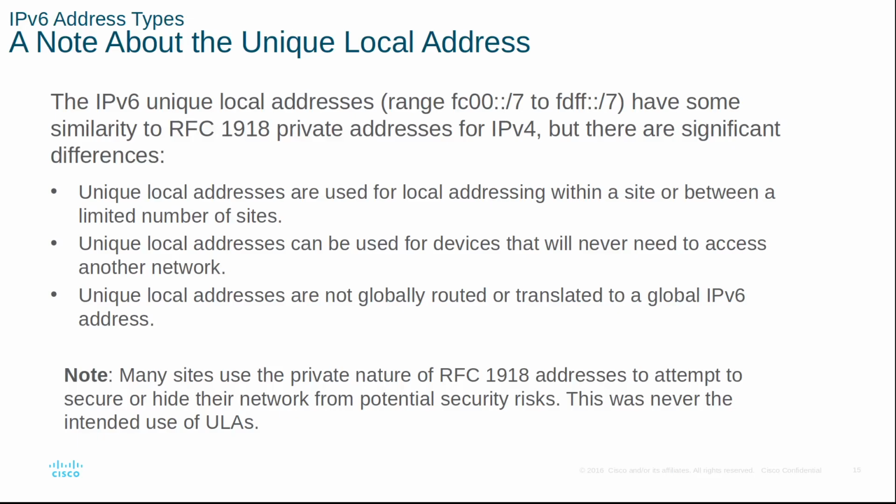A lot of companies use private addresses internally on their servers, and then will NAT them at their gateway to kind of hide their network. It gives you a little bit more security. That was never the intention with these unique local addresses, so you don't really do that with them.